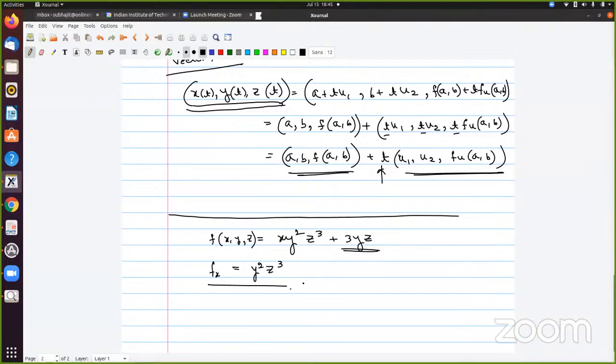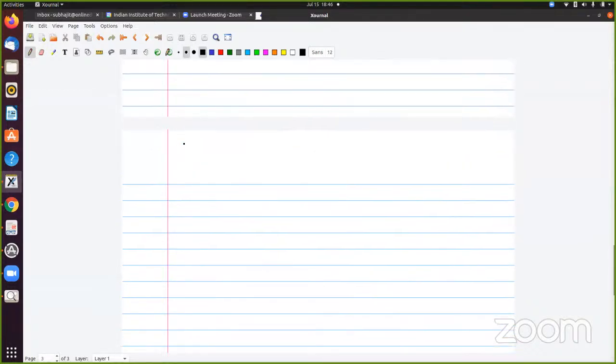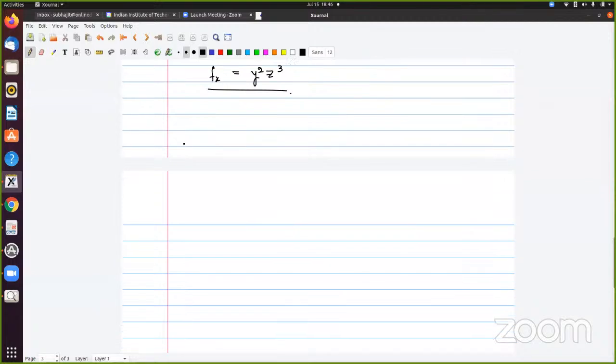Sir, can you give one example of scalar valued multivariable and vector valued? I'm not understanding. Anyone want to try? Can you give me a scalar valued multivariable function? Suppose f of x, y is equal to x square plus y square. And what is vector valued? Vector: x square plus y, comma x plus y.